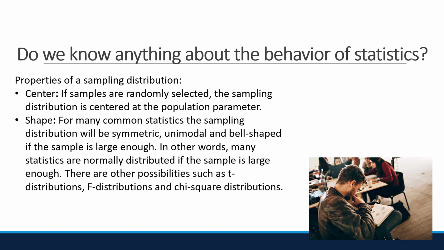Properties of the sampling distribution. Center. If the samples are randomly selected, the sampling distribution is centered at the population parameter. Shape. For many common statistics, the sampling distribution will be symmetric, unimodal, and bell-shaped if the sample is large enough. In other words, many statistics are normally distributed if the sample is large enough. There are other possibilities such as t-distributions, f-distributions, and chi-squared distributions. We will look at these in later modules.